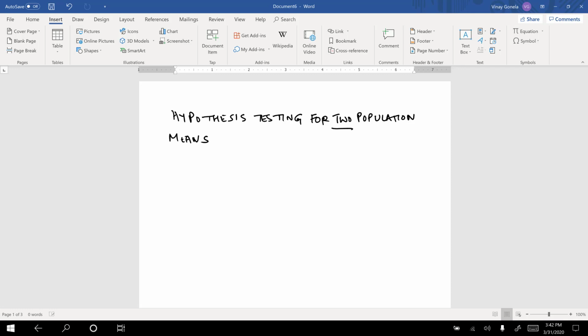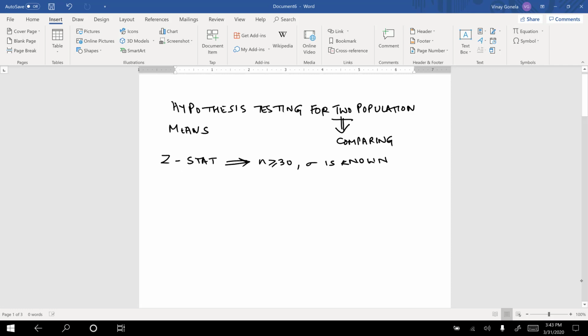So when I say two, we are comparing two different populations. We will be using Zstat in this lecture. So as you know, from one population mean problems, Zstat is used when the sample size is greater than or equal to 30 and your population standard deviation sigma is known. So that is what we will be discussing in this lecture.